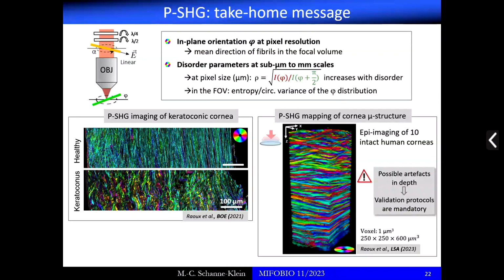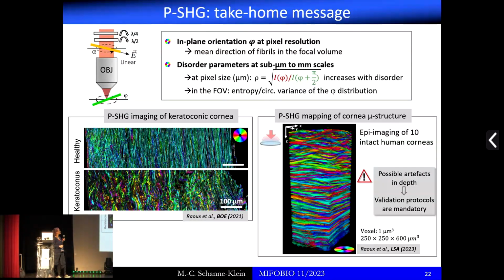So, just a take-home message for these polarimetric measurements: it gives in-plane orientation and a disorder parameter. The disorder parameter is either at pixel size, so the sub-micrometer disorder, or also in the field of view, if we compute, for example, the circular variance or the entropy of the angular distribution. So here is an example.